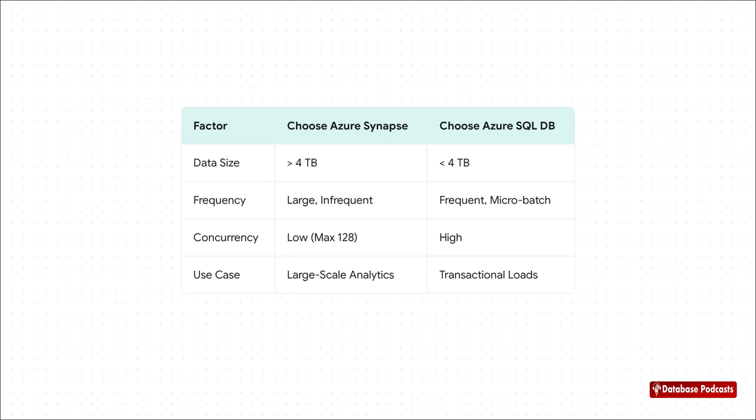You should choose Azure Synapse when your data size is over 4 terabytes, your loading pattern is big but infrequent, and your main priority is large-scale analytics over high user concurrency. On the other hand, you should go with Azure SQL Database when your data is under 4 terabytes, you've got lots of frequent micro-batch loads, and you absolutely need to support high concurrency for more transactional-style workloads.